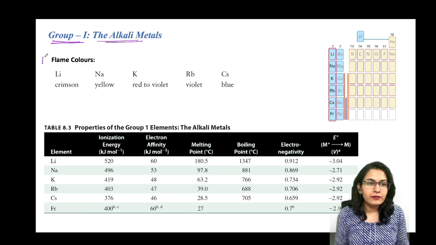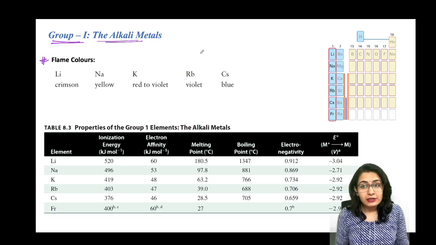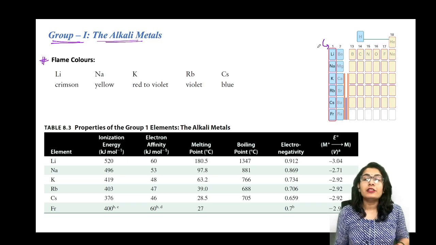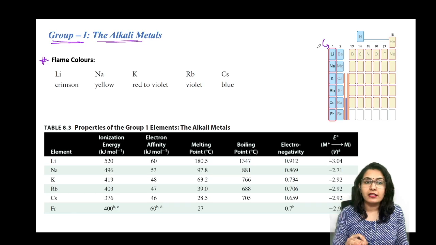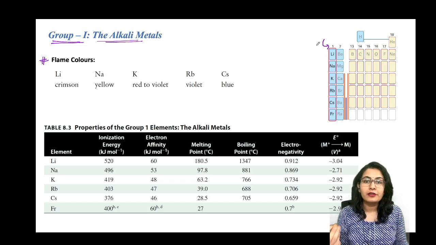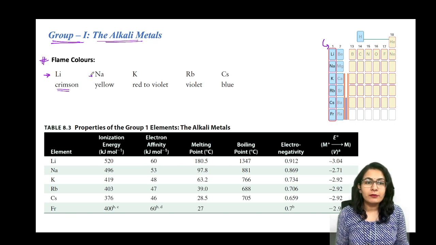First of all, we start with very simple flame colors. Okay, so you know already that the alkali metals, that is the first group of the s block right over here, show some characteristic colors when they are burnt in the flame. All right, let's say their chloride salts are burnt in the flame. Okay, so lithium is going to give you crimson red color. Sodium is going to give you yellow color. Potassium gives you red to violet, and naturally it is known as lilac color. Rubidium gives you violet color. Cesium gives you blue color.